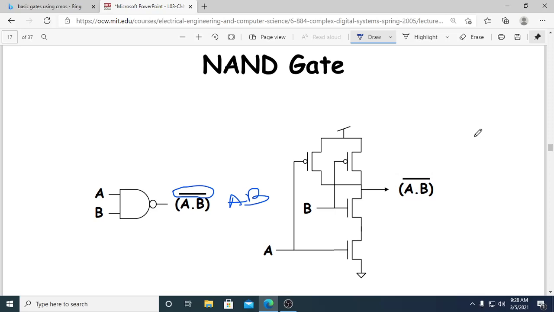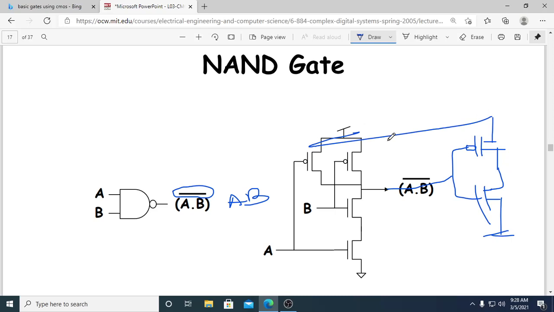So how to design a NOT gate? I will use one PMOS. This is my PMOS, and this is my NMOS. I will short-circuit these two terminals and give the input there. This is my ground, and this is my VDD. Here I will get the output, that is A and B.